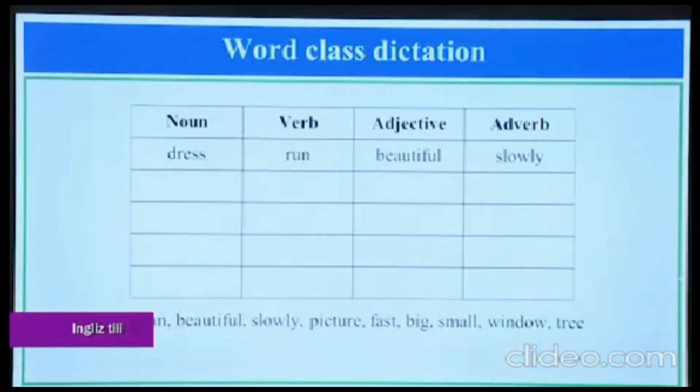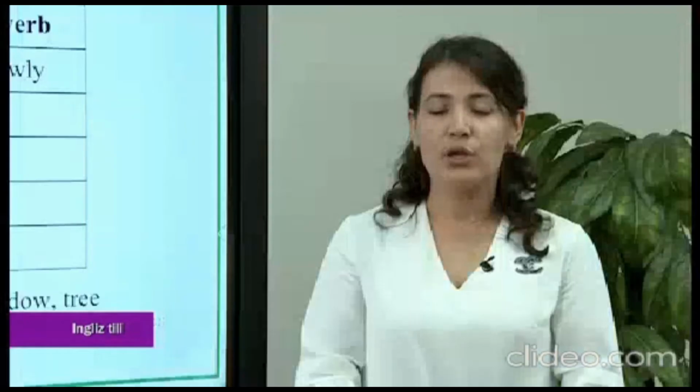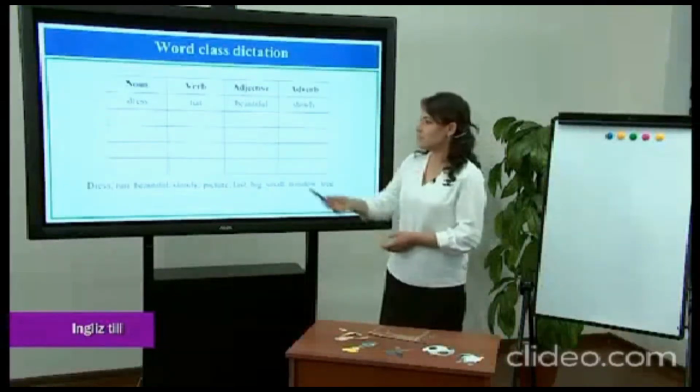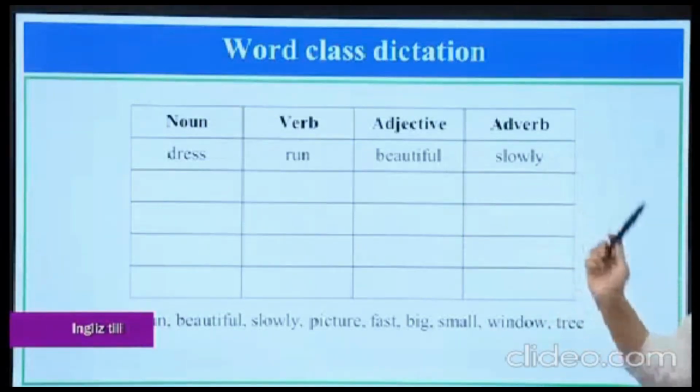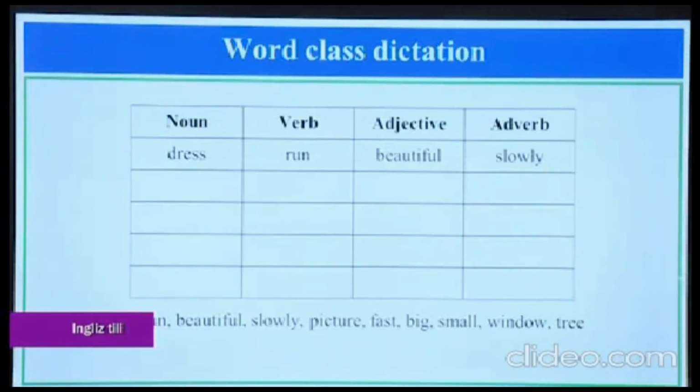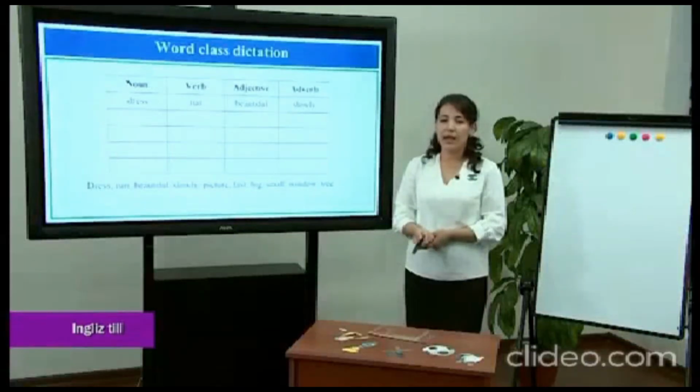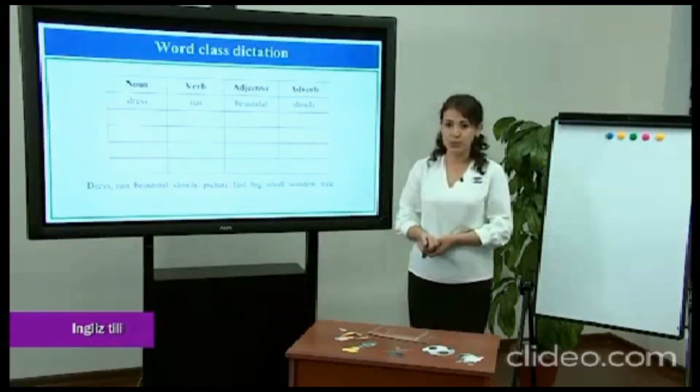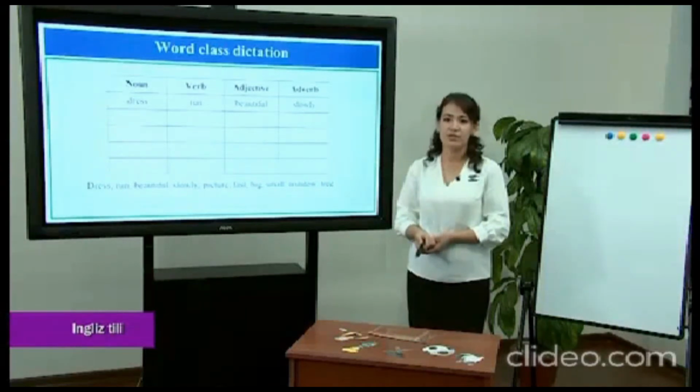The first type of dictation is called Worldclass dictation. In order to organize this dictation, first of all, you should draw a table with the names of parts of speech, for example, noun, verb, adjective, and adverb. And then you will ask your pupils to copy it down into their notebooks. Then you will read words one by one, and as your pupils listen to you, they should classify the words into the correct parts of speech.